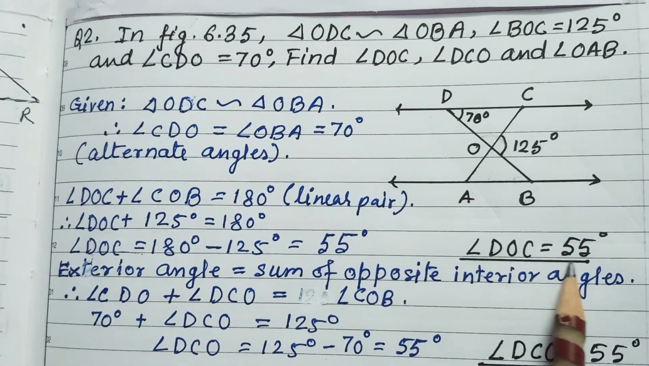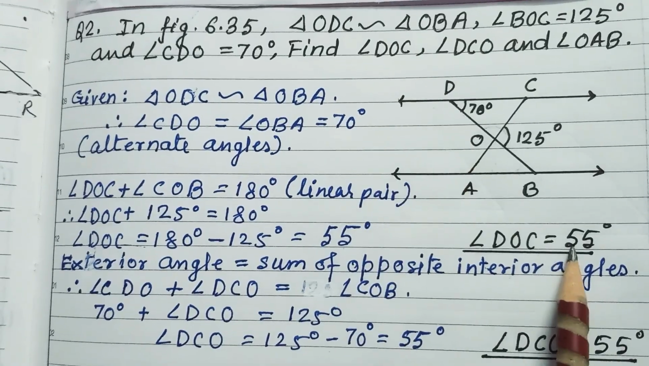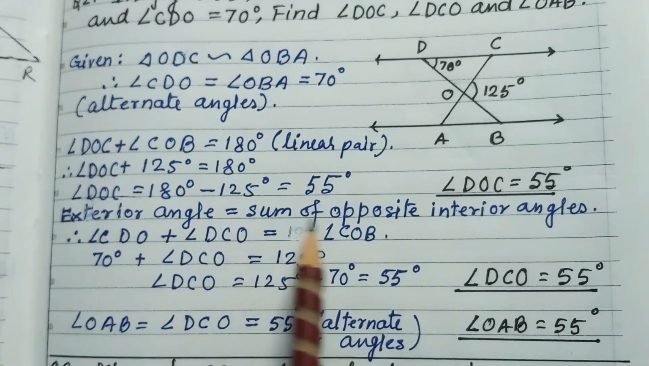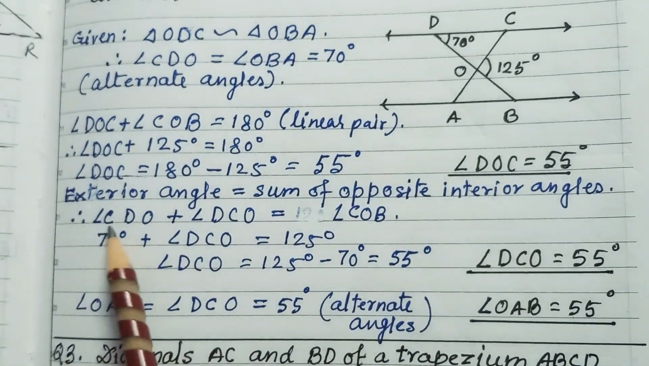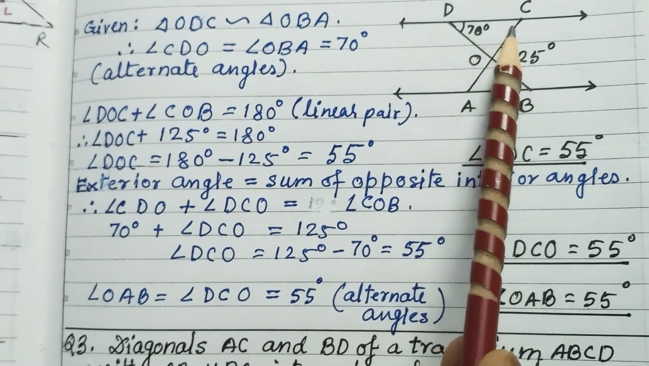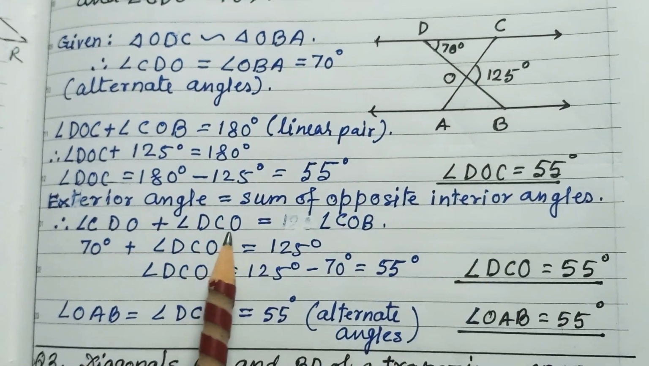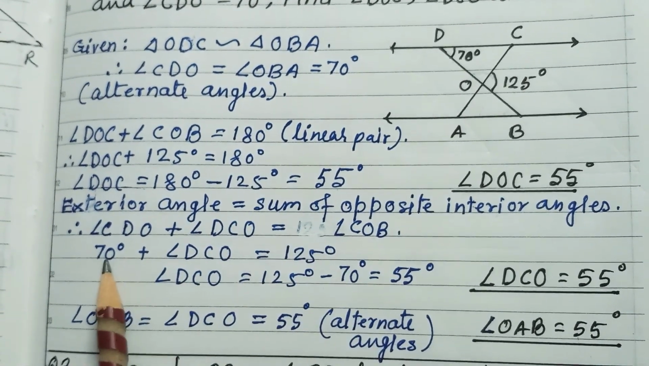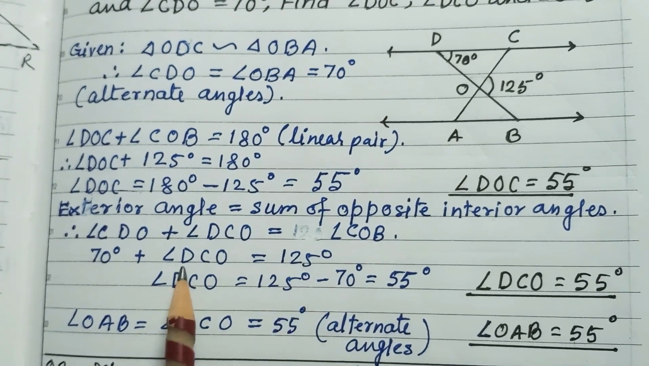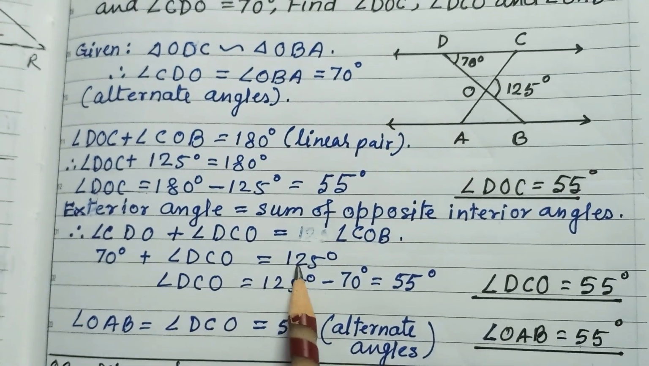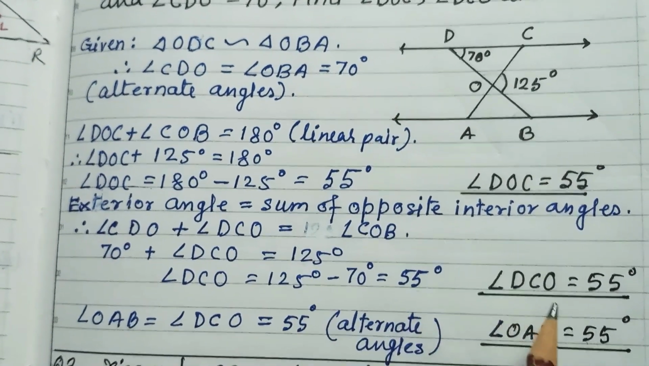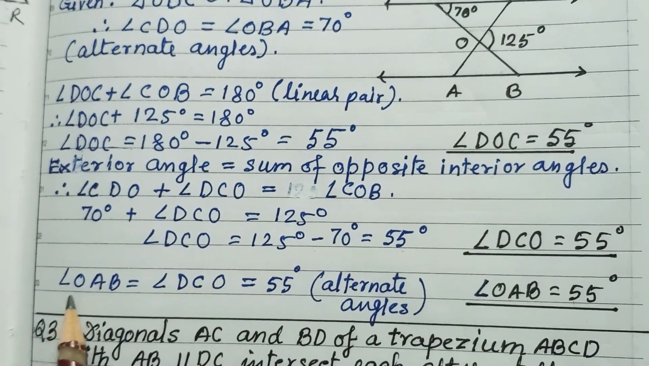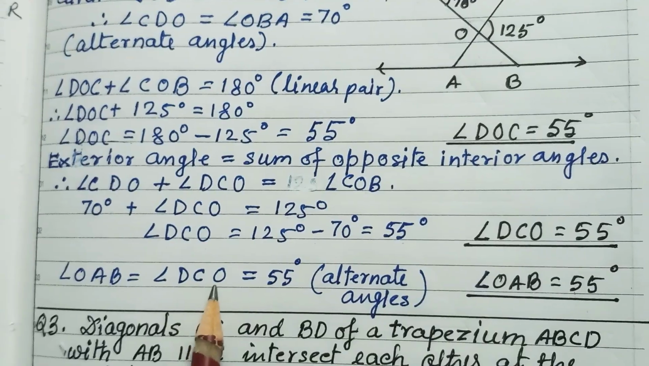One angle we have got, DOC. Now by the exterior angle property, an exterior angle is equal to the sum of the opposite interior angles. Therefore CDO plus DCO is equal to COB. Now substitute the values, 70 degrees and 125 degrees. Therefore DCO is equal to 125 minus 70, which is 55 degrees.